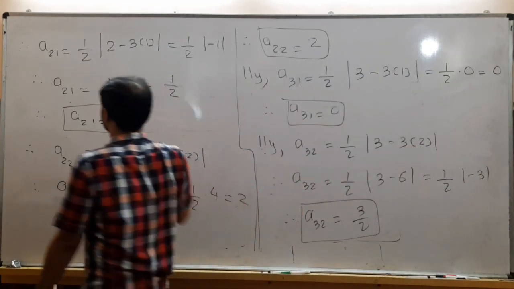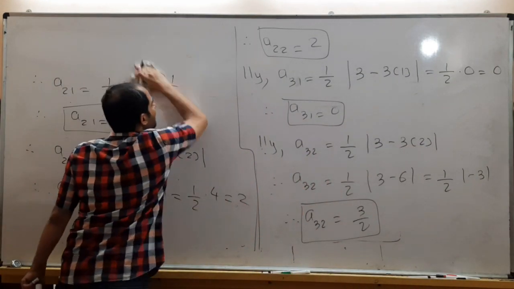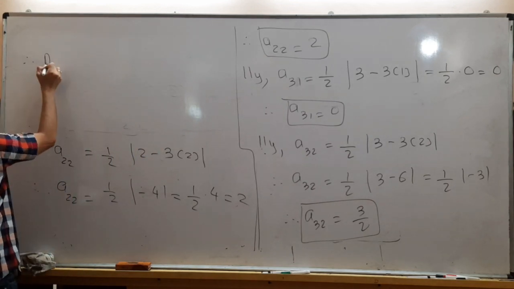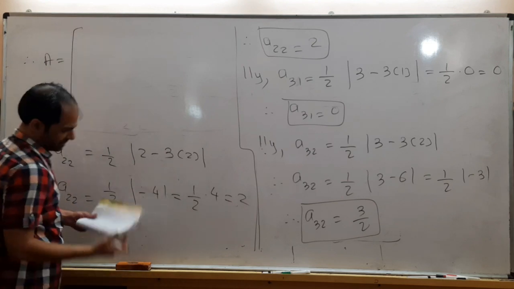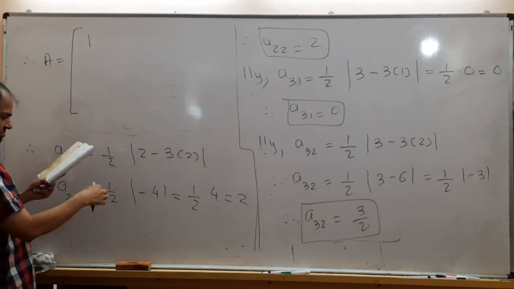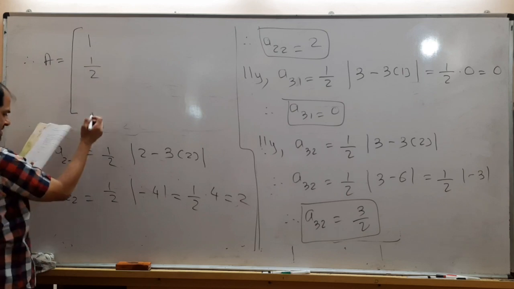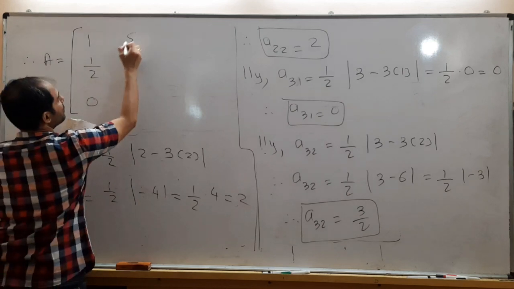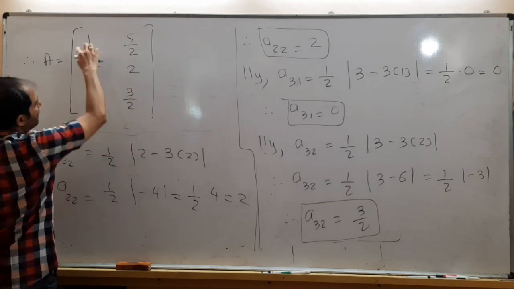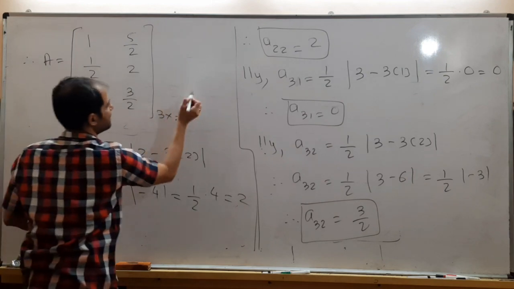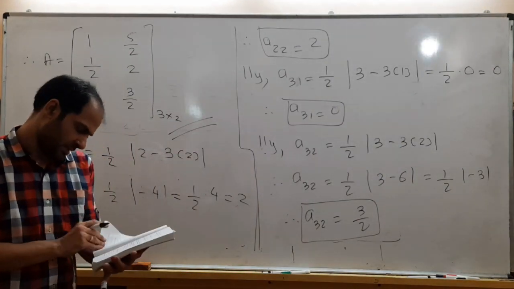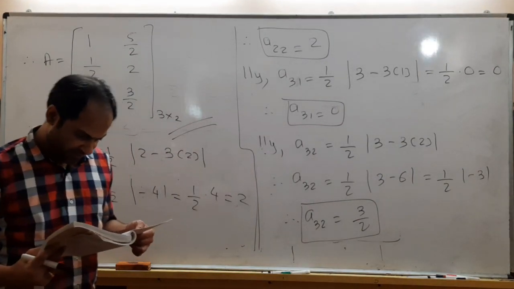So I will directly write the final answer, which is A, the required matrix. A is 1, then A12, okay, from that, half, and then 0, 5 by 2, and then 2, and then 3 by 2. So this is our 3 cross 2 matrix. This is the final answer. So this is question number 5, which we did.